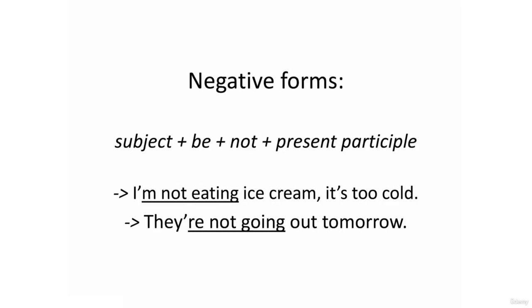Great work! Now let's move on to negative sentences in the present continuous tense. To form negative structures, we use the construction subject plus the auxiliary verb be plus not plus the present participle. And we can also contract the subject with be or contract be with not. For example, I'm not eating ice cream. It's too cold. They're not going out tomorrow.